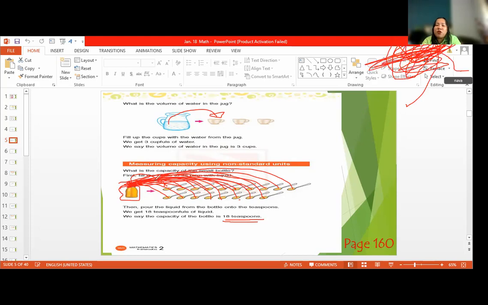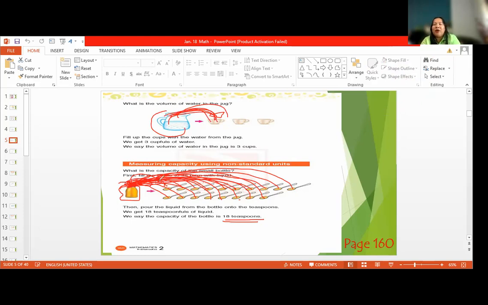You put in 18 teaspoons to know how much is the capacity of the small bottle. But for volume, we are looking for the volume, that's why we need to put it outside and count it. But for capacity, we need to fill it out full.